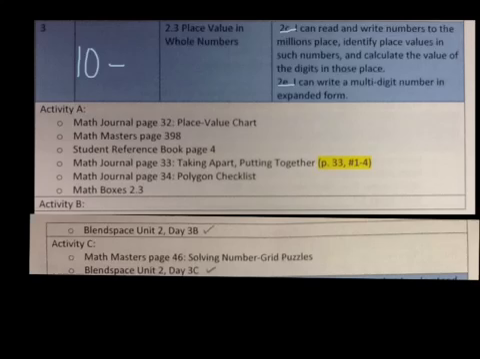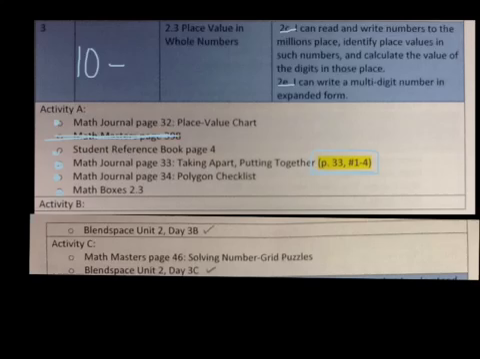So first you're doing Math Journal, page 32, then Math Masters, page 398. You don't need to do that, so you may cross it off. Student Reference Book, page 4 will help you. Math Journal, page 33 was the page I showed with the taking numbers apart, putting them together. Your teacher will be checking numbers 1 through 4 on that page. Then you finish page 34, the Polygon Checklist, and finally Math Boxes 2.3.